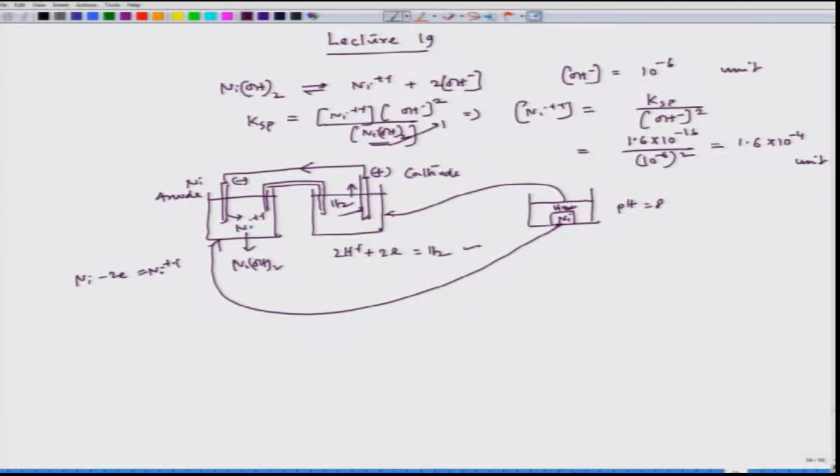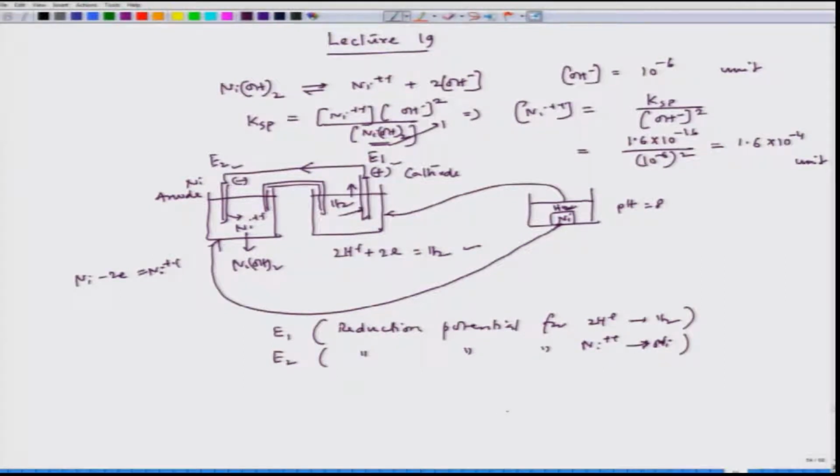Now, when we have this situation, because we are assuming that nickel is corroding, this side should always be positive and this side should always be negative. So now the potential E1, which is set up on this right side, should be greater than the potential on the left side, and of course our convention is we will take reduction potential. So E1 is the reduction potential for H+ going to H2, and E2 is the reduction potential for Ni++ going to Ni. In order to have nickel going into Ni++, E1 should be greater than E2, so the cell potential, which is delta E, nothing but E1 minus E2, should be positive.